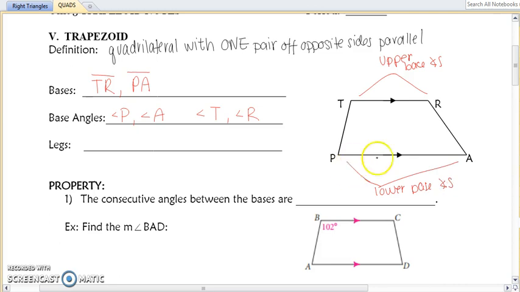So basically the pairs, so the upper and lower base angles, are created by one parallel line in either of the legs. So that's how we're talking about angle P, and angle T and R are the other pair of base angles. The legs are just on the side of our figure. So TP and RA, or non-parallel sides, are our legs.